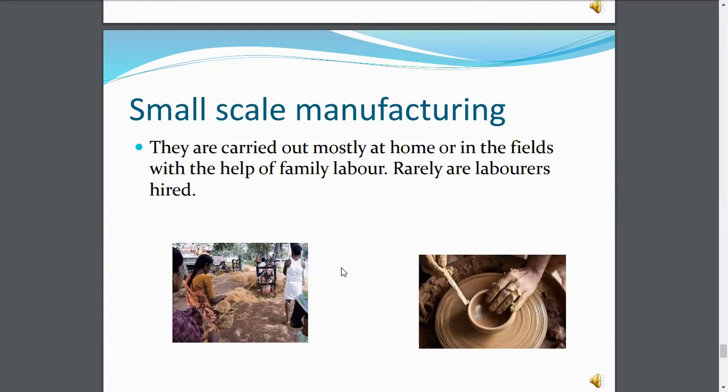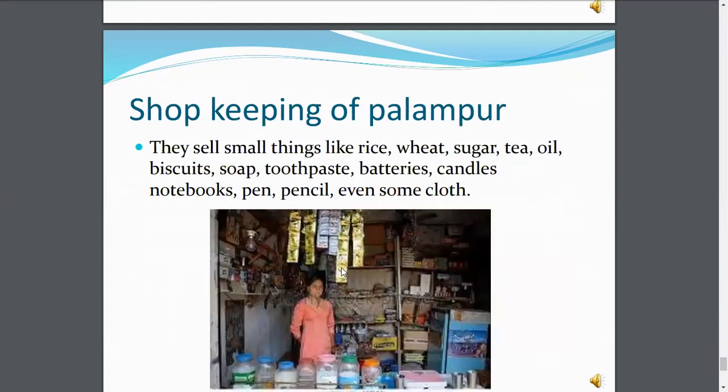So it's written here they are carried out mostly at home or in the fields with the help of family labor. Rarely are laborers hired. That's why it's known as small scale manufacturing. Now, second one is shopkeeping of Palampur.